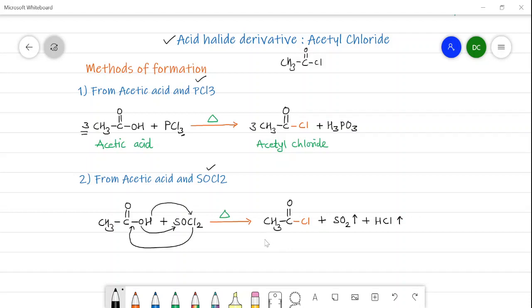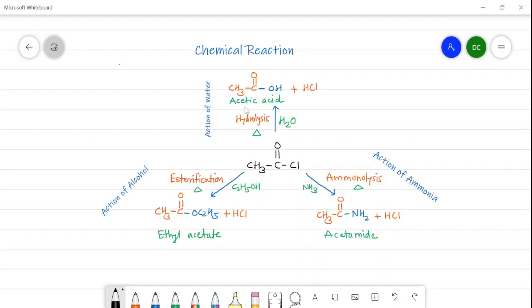Now we will see the chemical reactions of the acid halide derivative, that is the acyl chloride. Before starting with the chemical reactions, just see how the reactions are written here. It is the action of water, first reaction. It is the action of ammonia, second reaction, and third reaction, it is the action of alcohol. Of this, for the action of alcohol, we will see the mechanism, that is the esterification.